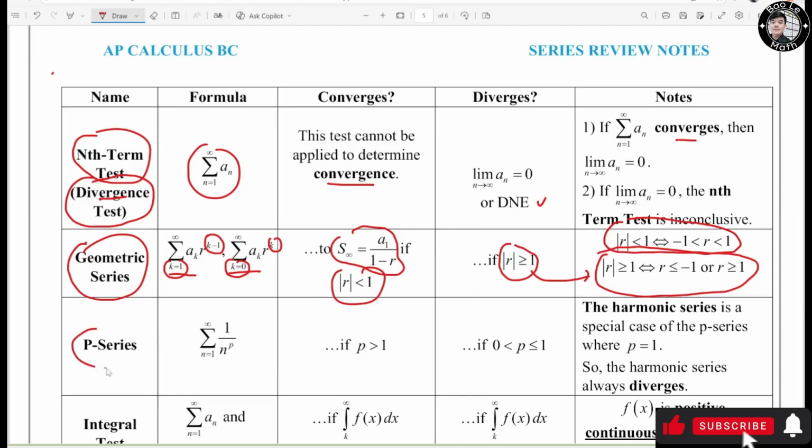Now, the p-series is going to be given by this formula. This series converges if the power p is greater than 1, and diverges if p is greater than 0 and less than or equal to 1. Note that if p equals 1, this is called the harmonic series, and the harmonic series is a special case of the p-series. The harmonic series always diverges, so keep that in mind.